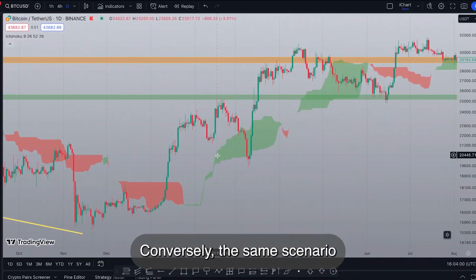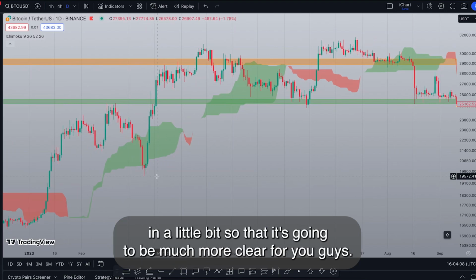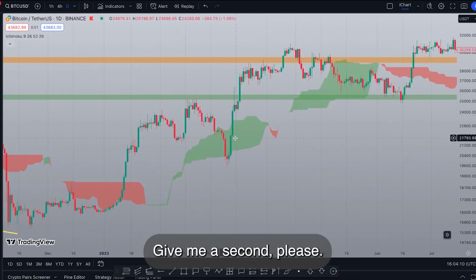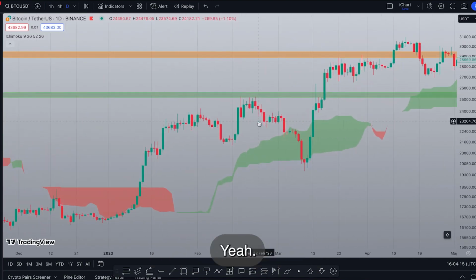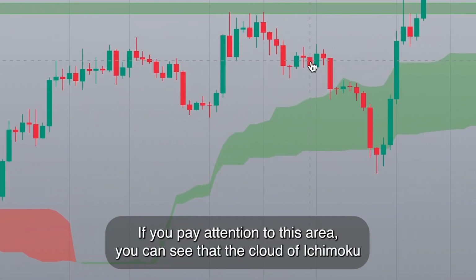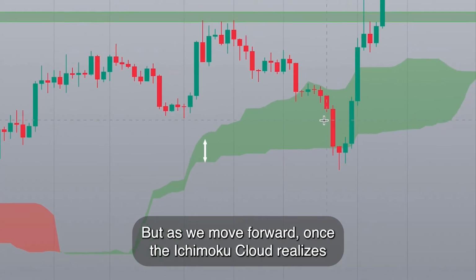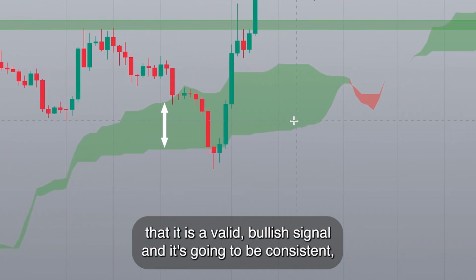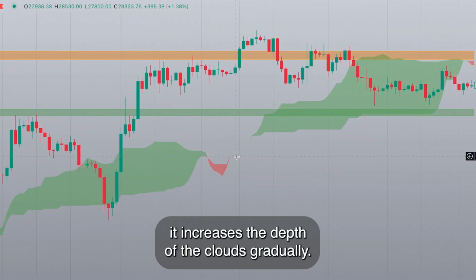Conversely, the same scenario occurs here. You can see that at first, let me zoom in a little bit so that it's going to be much more clear for you guys. Give me a second, please. If you pay attention to this area, you can see that the cloud of Ichimoku for a bullish trend doesn't have that much strength, doesn't have that much depth. But as we move forward, once the Ichimoku cloud realizes that it is a valid bullish signal and it's going to be consistent, it increases the depth of the clouds gradually.